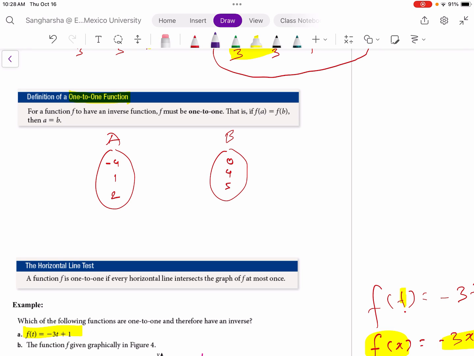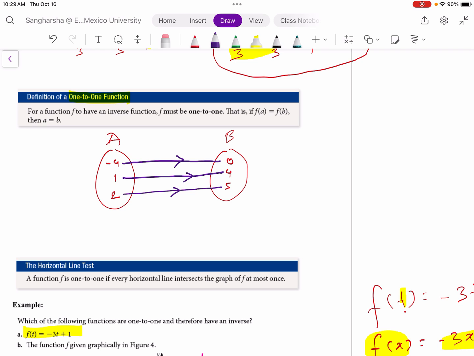So -4 corresponds to exactly one element, 0, 1 corresponds with 4, 2 corresponds with 5. Now here, every element from set A has a unique element in set B. So none of the 2 or more elements has the same output. Every input has its own unique output. If that is the case, then our function is a one-to-one function. So to be one-to-one, every input must have its own unique output.